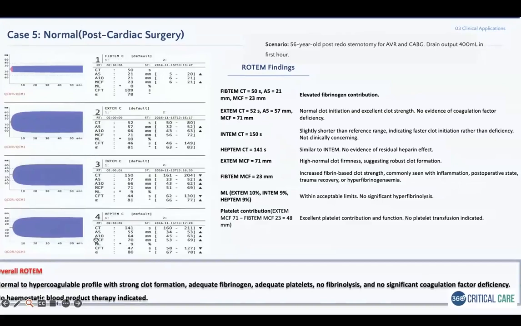Okay, except for the maximal lysis in the HEPTEM channel, which is 9%. You can think of giving some antifibrinolytic like tranexamic acid, 9 to 10% you can think of, but again not significant. So this is more of a surgical bleeding. There is no abnormality in the ROTEM. So normal fibrinogen, normal platelet, normal coagulation factor, and very minimal fibrinolysis.